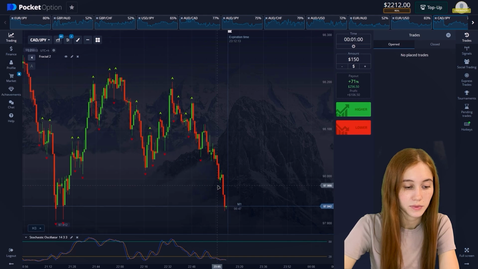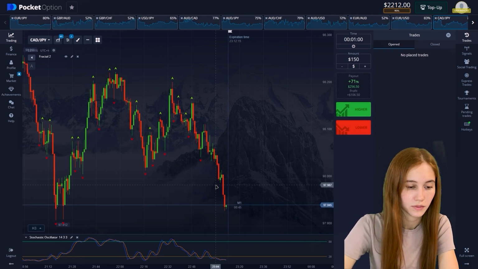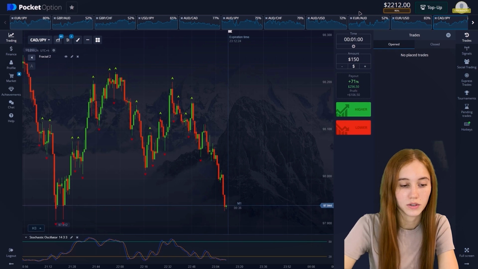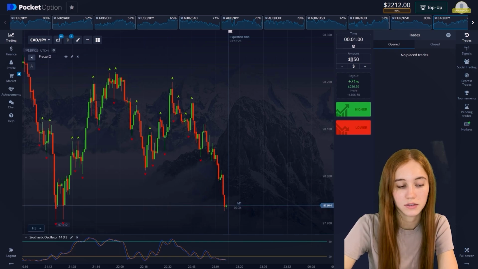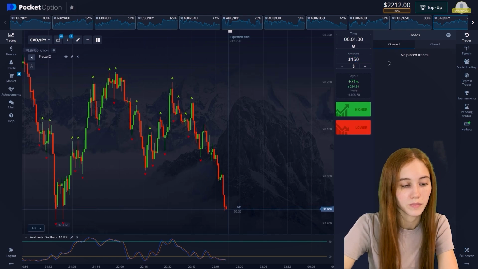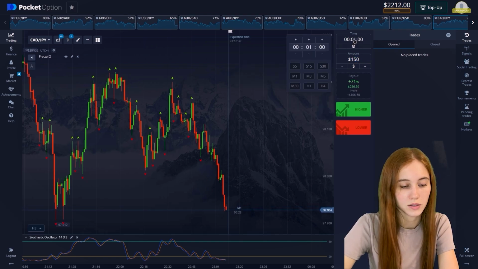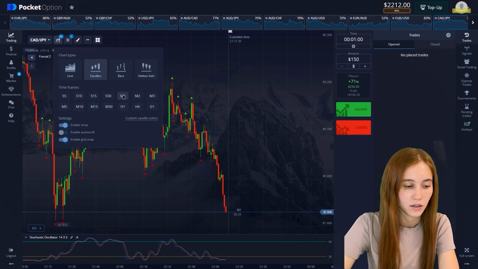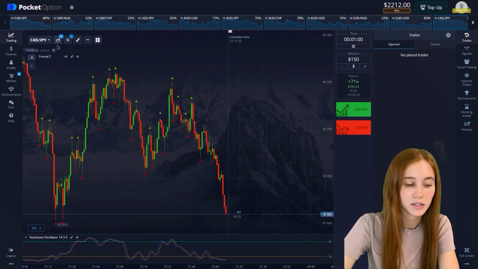So let's sum it up. We started with a balance of $1,000. Now it's more than $2,000. The amount of deal is exactly $150. Deals take minutes, 1 minute. Therefore, the settings are the minute time frame and candles.